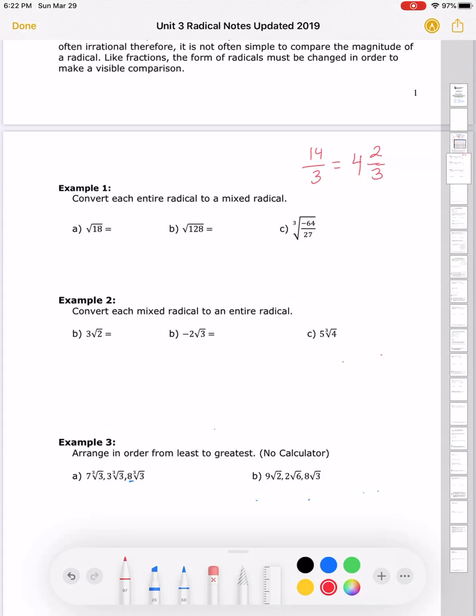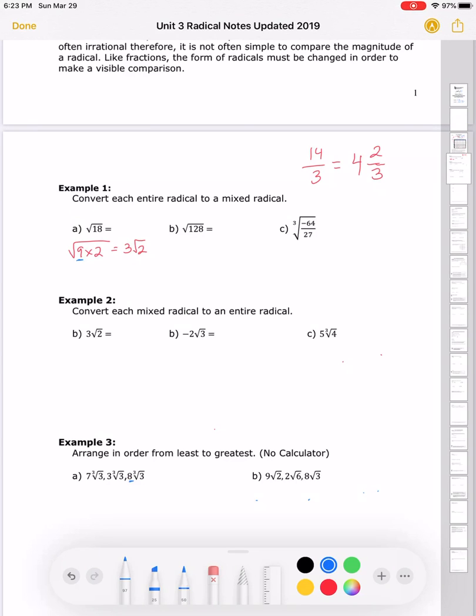So the first method is looking at your number and saying to yourself, are there any factors of that number that are perfect squares? If I look at root 18, I know that is the same as root 9 times 2. And I know that 9 is a perfect square, so I can take that out. The square root of 9 is 3. So if I take that out, it's 3 root 2. And that's my answer.